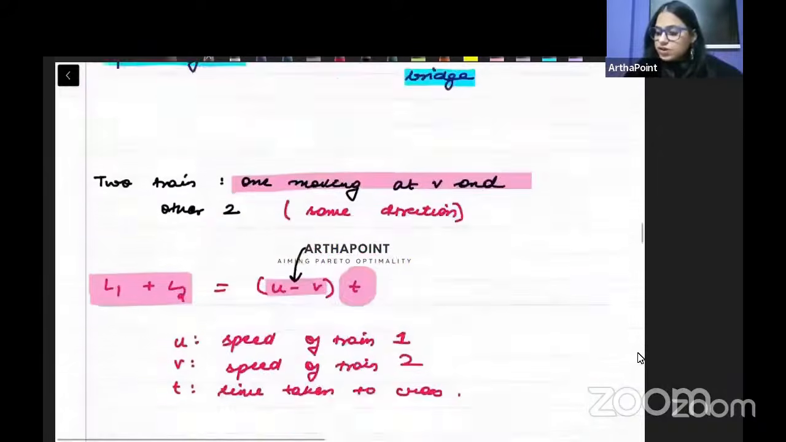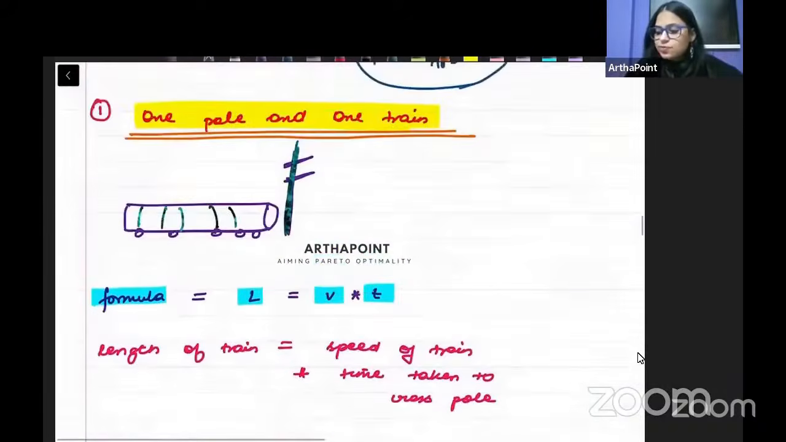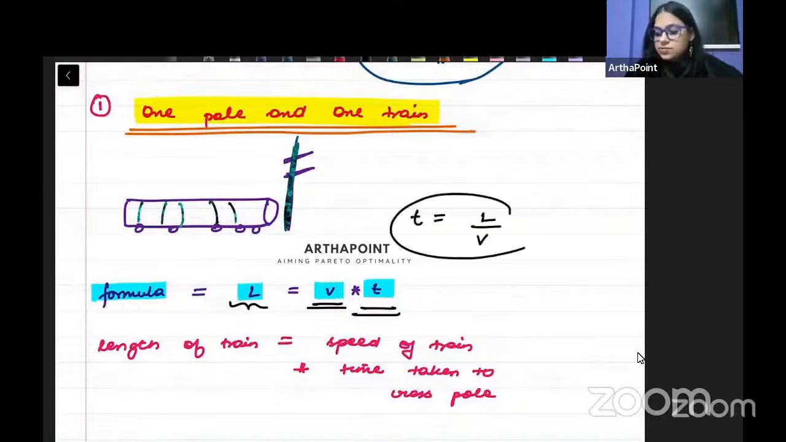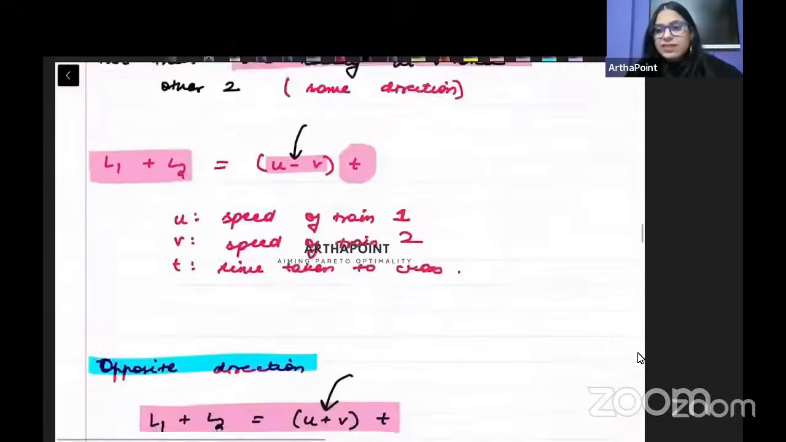So I need to just revert this formula that I have just told you, right? I have told you that length is equal to velocity into time. So what will be time? Time will be length by velocity.